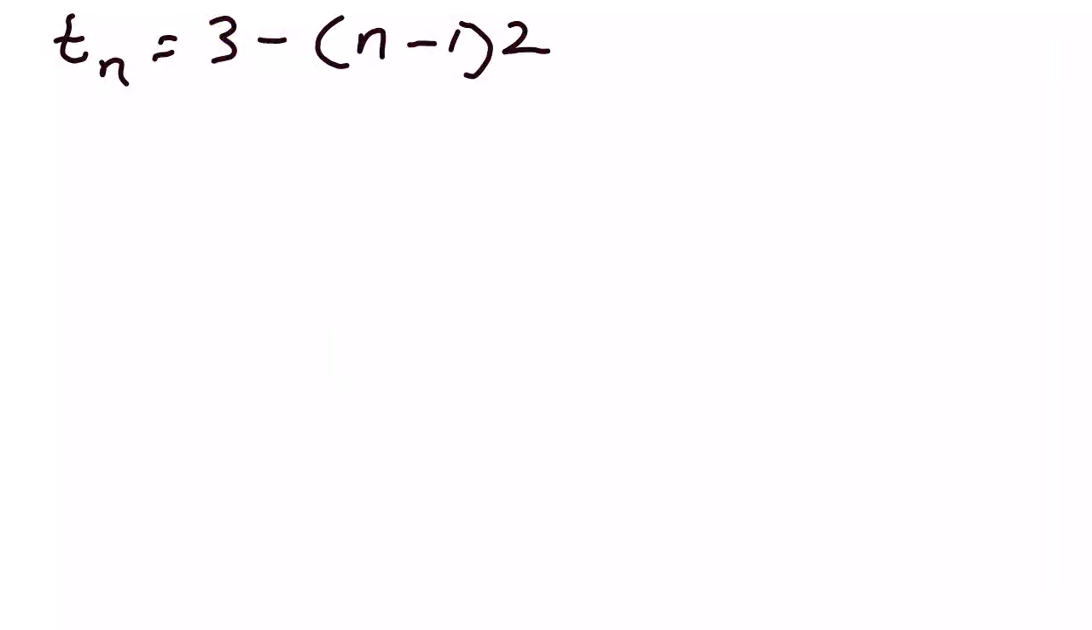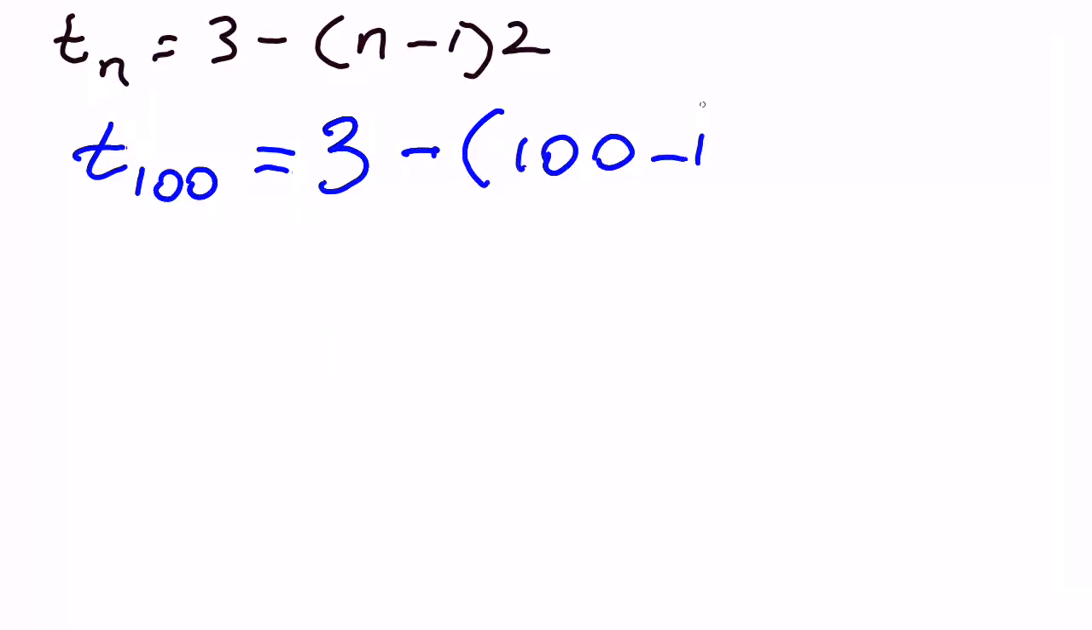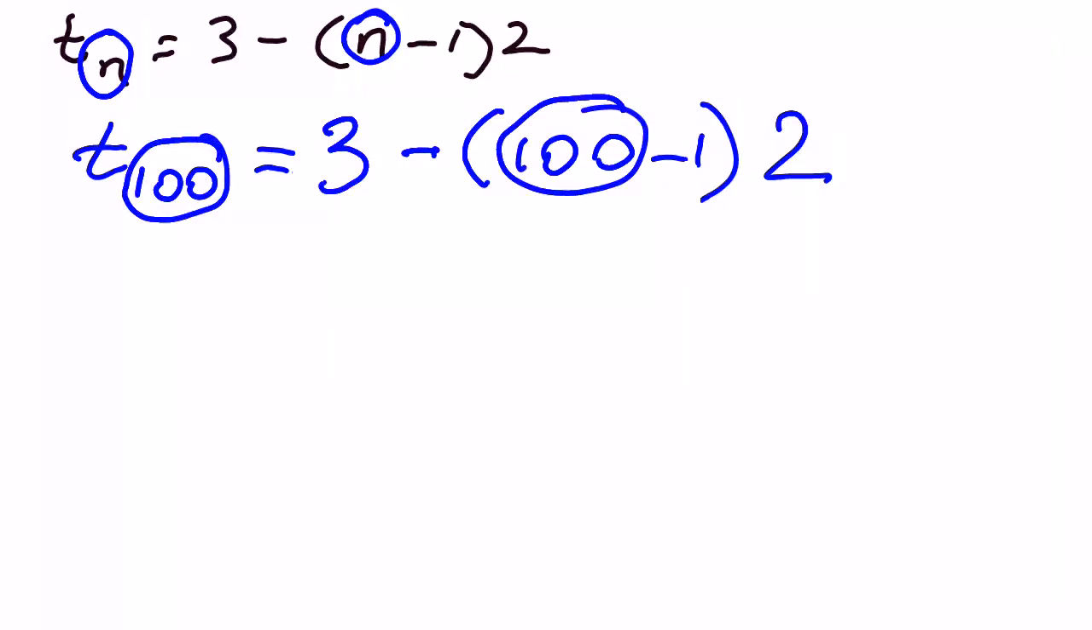So we're now looking for the 100th term. So the 100th term, 3 minus 100 minus 1. Because I'm just putting n, which is in there, I know that n is 100. So 3 minus 100 minus 1 gives me, 100 minus 1 is 99 times 2.